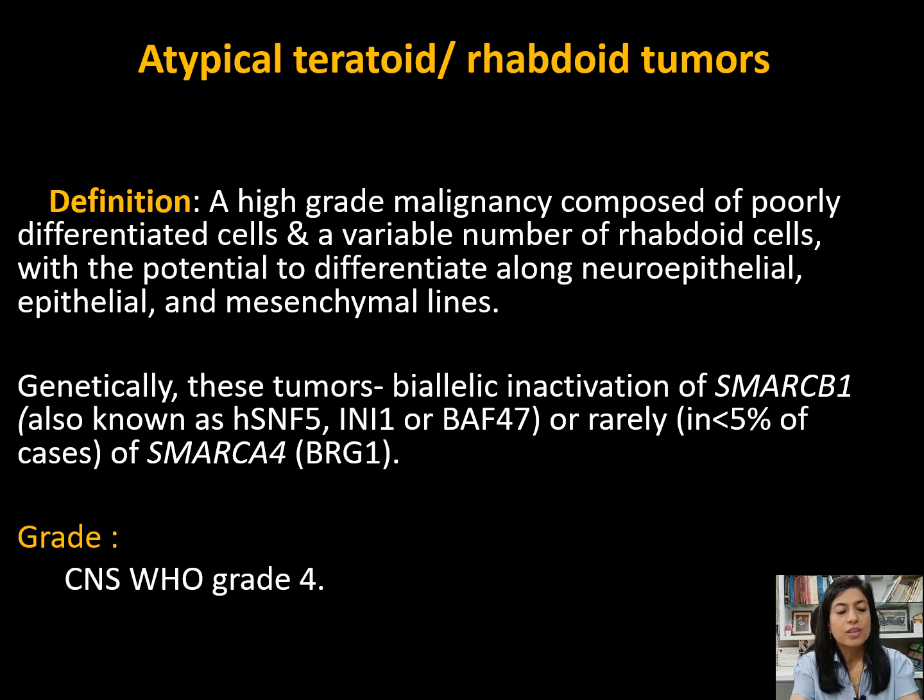So by definition, it is a high-grade malignancy composed of poorly differentiated cells and a variable number of rhabdoid cells with potential to differentiate along neuroepithelial, epithelial and mesenchymal lines. Genetically, these tumors are characterized by biallelic inactivation of SMARCB1, which is also known as INI1, or rarely, in less than 5% of cases, SMARCA4. So this always corresponds to CNS WHO grade 4 tumors.